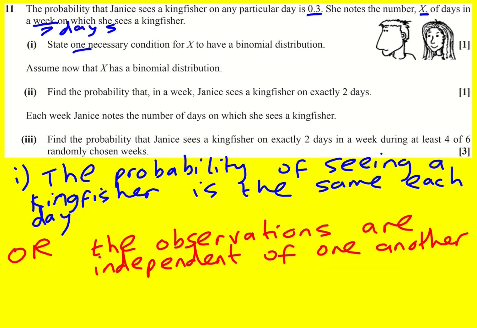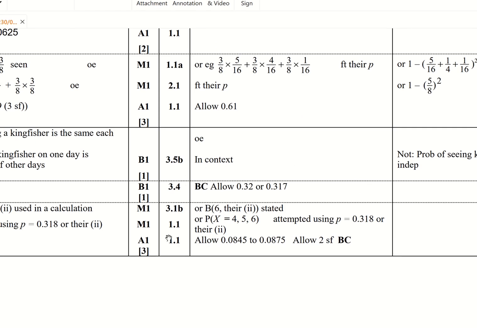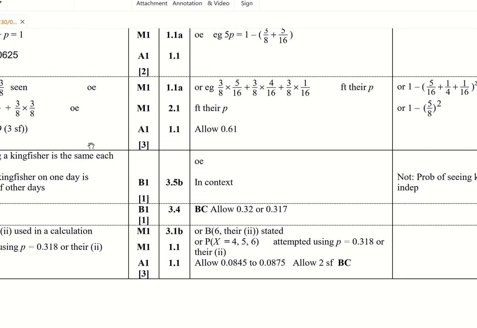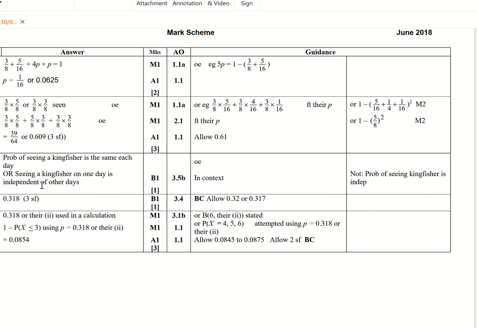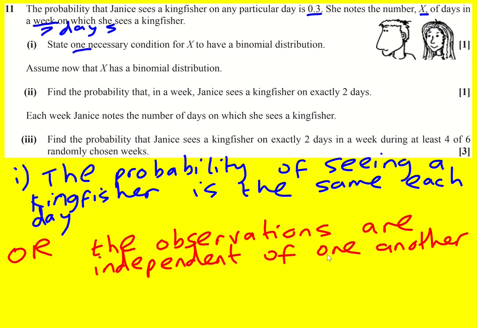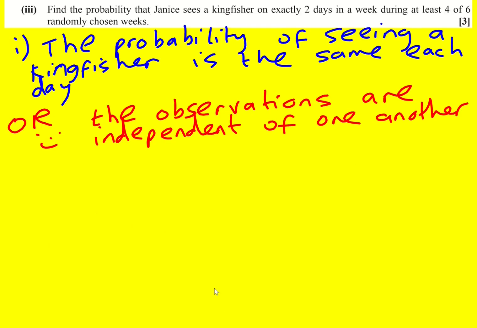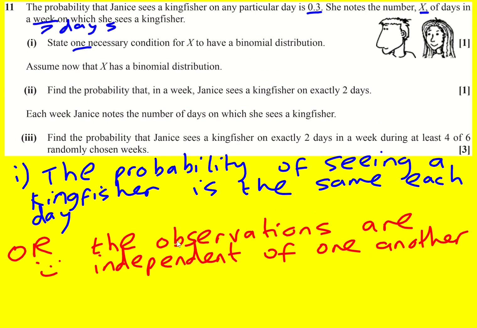Now, I think that's fine. I'm just going to quickly skip to the mark scheme to show you that. Here we go. They say seeing a kingfisher on one day is independent of the other days. Now, I feel like I've said that. Have I given enough context? Maybe not, because it doesn't accept "probability of seeing a kingfisher is independent." So have I done enough? I'm not sure. Maybe "seeing a kingfisher on one day is independent of other days." I feel like mine's fine, but maybe just mentioning the word kingfisher would have been better. So perhaps go with that instead.